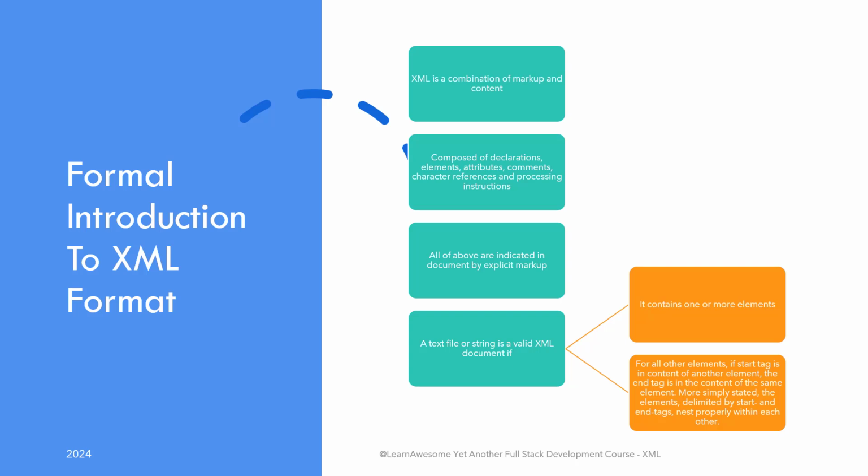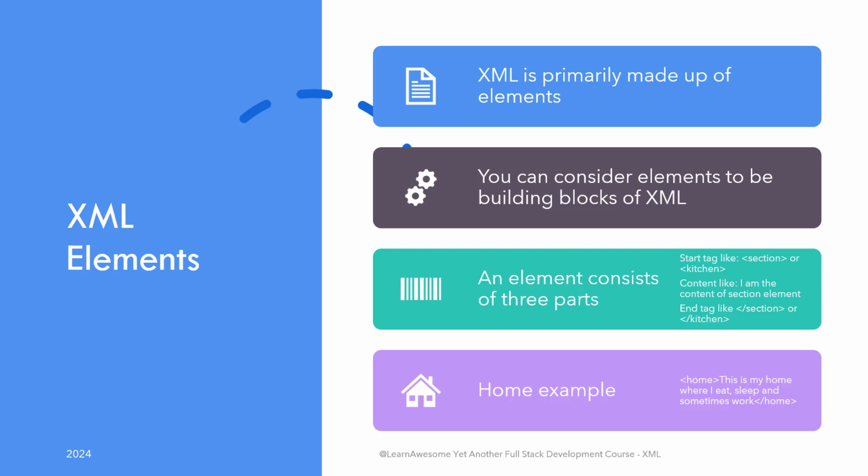So a text file is a valid XML document if it contains one or more elements. The topmost element is called the root or document element. For all other elements, if the start tag is in the content of another element, the end tag is in the content of the same element. More simply stated, the elements delimited by start and end tags nest properly within each other. You must be wondering, what does this all mean? Well, let's return to plain English now and understand elements and tags better.